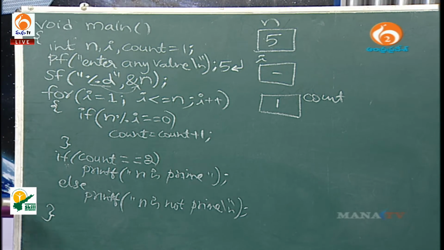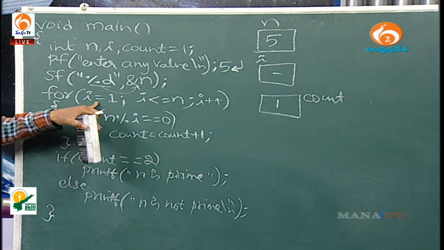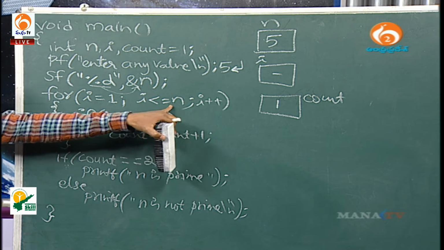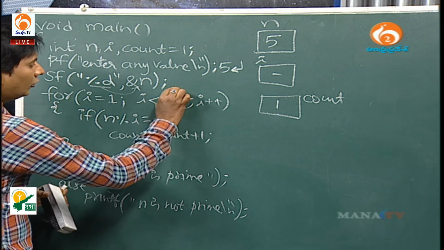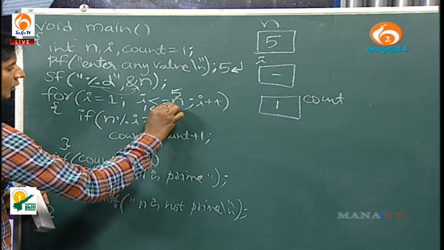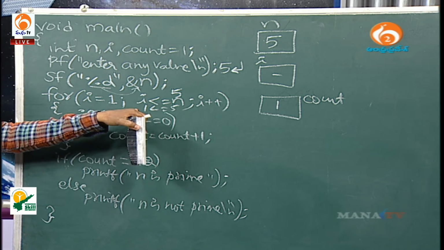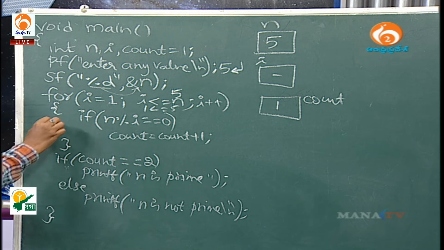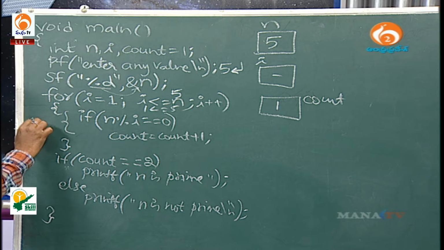Next, this is the logic: i equal to 1. 1 less than or equal to 5, which is true, so the condition becomes true. Now the control enters the body of the for loop. This is the body of the for loop.